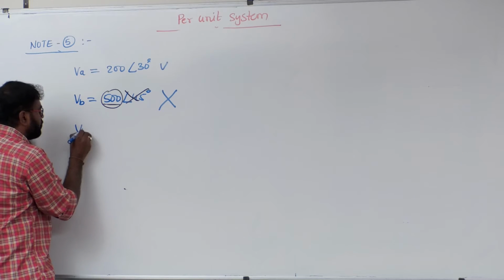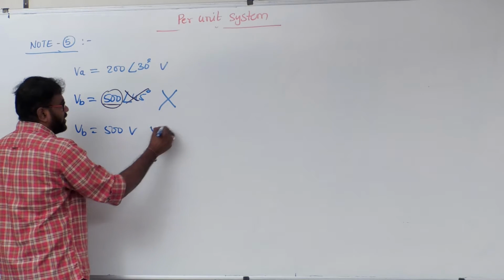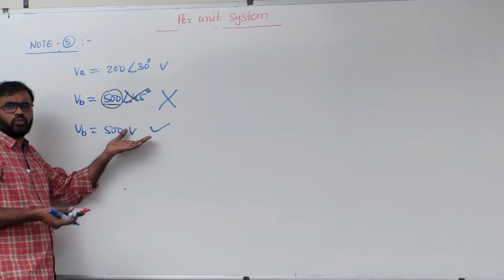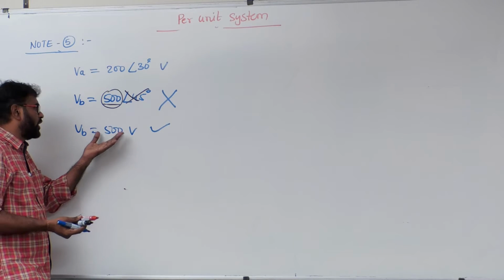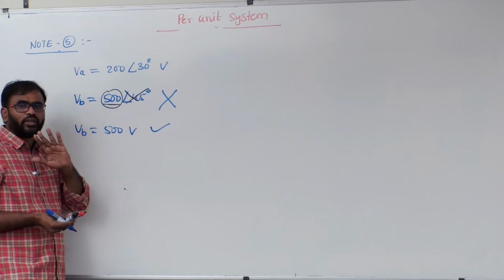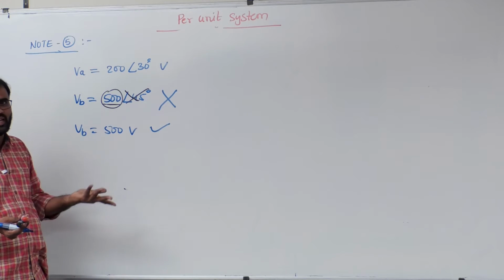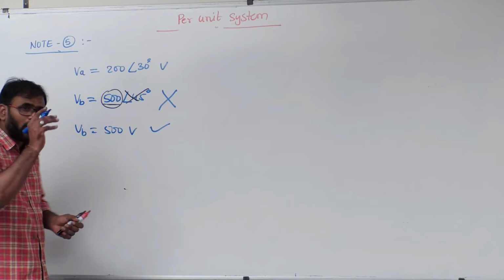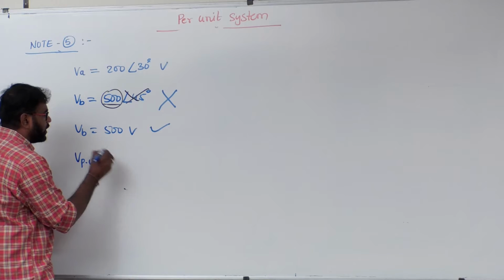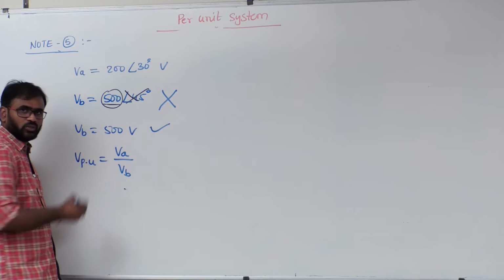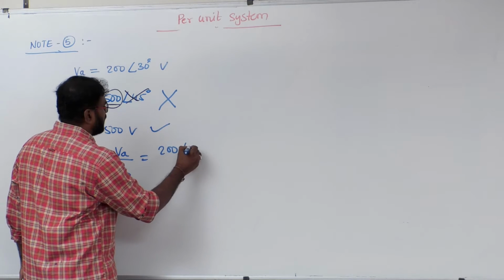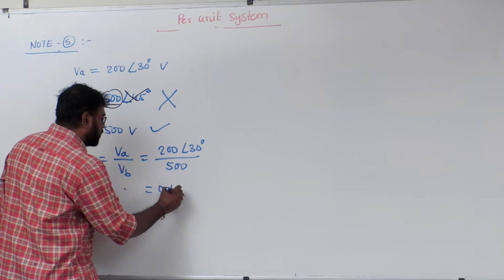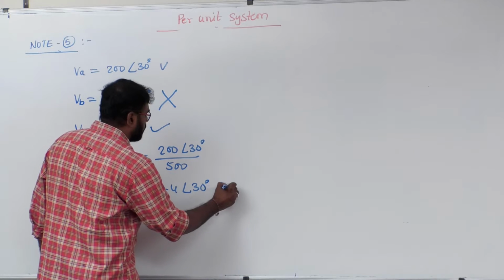So what I can write here, V base is what? 500 volts. This is correct. Okay. Tell me what is the phase angle of this? No phase angle. Okay, if you want to say 0 degrees. But simply speaking, there is no phase angle for base quantities. Actual quantities may have a phase angle, but base quantities never have a phase angle. They have only magnitude. Now let's check what is V per unit. V actual by V base. So what is V actual? 200 at an angle of 30 degrees. What is V base? 500. So what do I get now? 0.4 at an angle of 30 degrees. This is in what? Per unit.